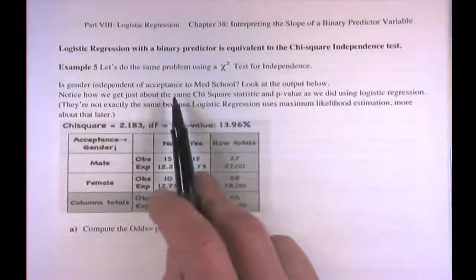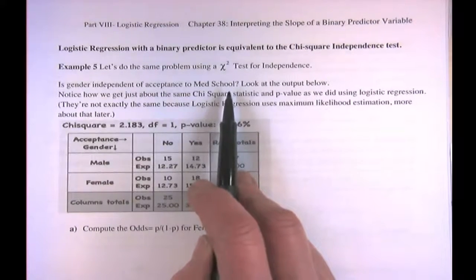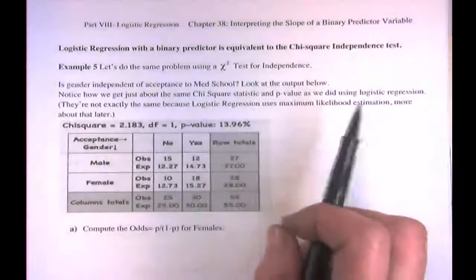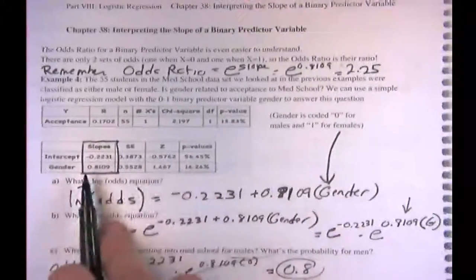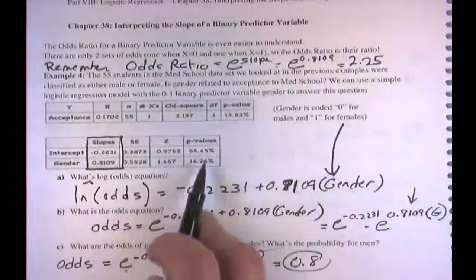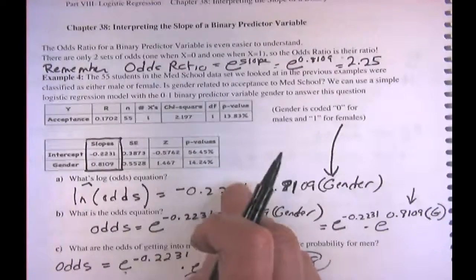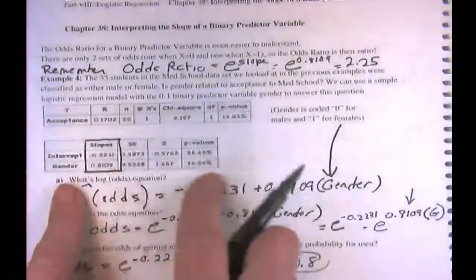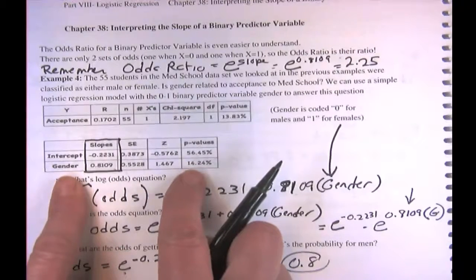Is whether you're male or female independent of acceptance to med school? If knowing somebody's female, does that change the odds of them getting in? Let's look at this for a minute. Was it significant? We haven't looked at how these are computed yet; we're going to look at that later. But here, the p-values are given, and it looks like gender isn't significant.